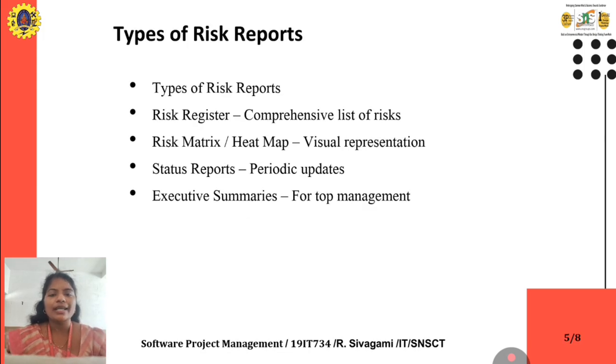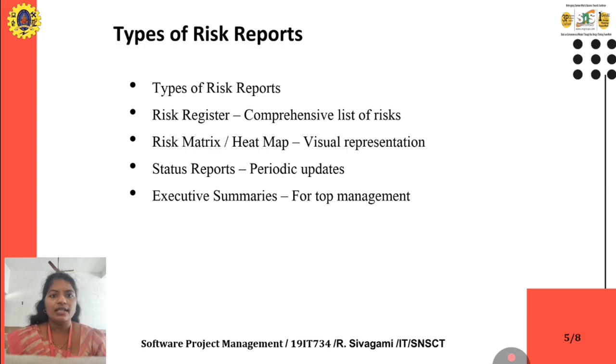The next one is types of risk reports. We have a lot of types for reporting our risk. The first one is the risk register. First we follow one risk register. It is used as a comprehensive list of the risks. And then the risk matrix and the heat map. It is the visual representation of the risk reporting for our project.